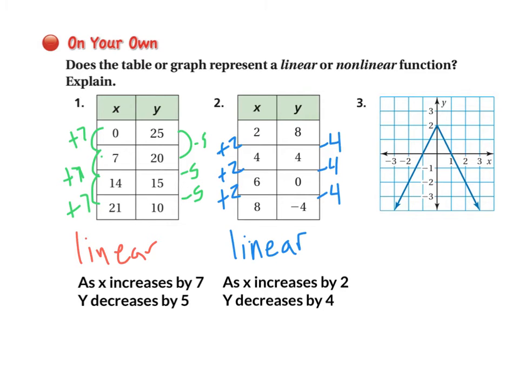All right, so let's look at number 3. Now, this one can try and trick you because it is a nice straight line here, but then it completely changes directions. So, because it changes directions, this is a nonlinear function. That was easy. Done. Okay, make sure you have those on a separate piece of paper. All right, let's look at example 3.